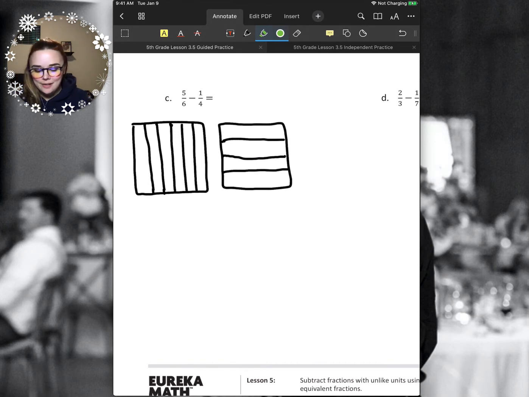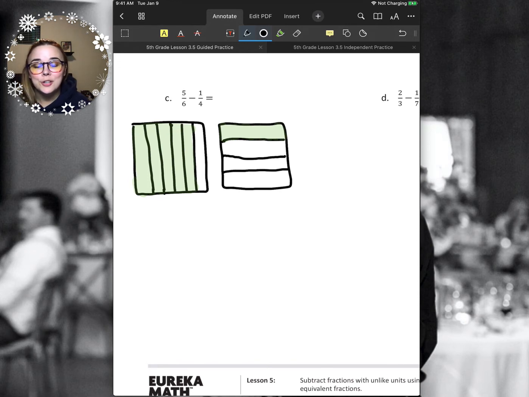So I'm going to shade. I have 5/6, so I'll shade in my 5 pieces. And then 1/4. So now I need to make my common denominators. I can multiply 6 times 4, which I know is 24. So I know that my common denominator is going to be 24.